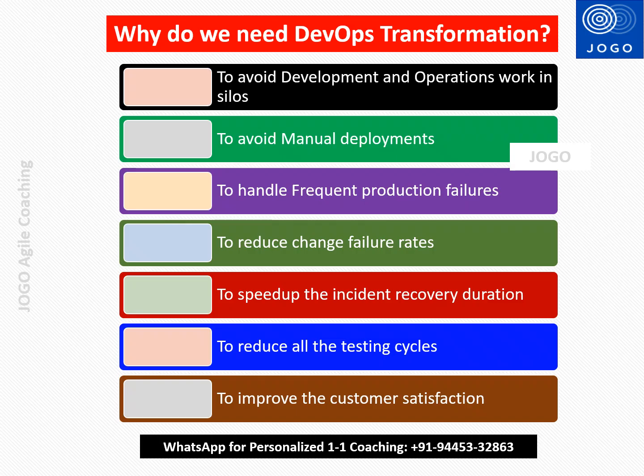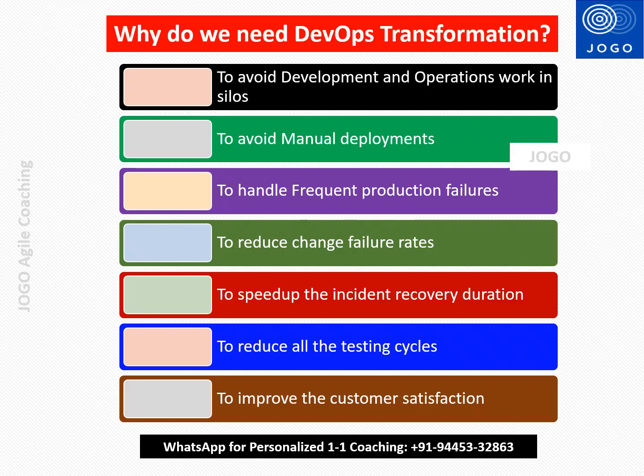The third one is to handle frequent production failures. If the company is facing lots of failures in production, DevOps transformation will help because we will automate the deployment, we will have monitoring systems, and we will have recovery systems, everything through lots of tools and processes. The fourth need is to reduce change failure rates. When you have DevOps implementation, failure recovery and redeployment will be much faster. That will reduce the failures. Even the deployment will be automated so that manual errors in releases will be reduced.